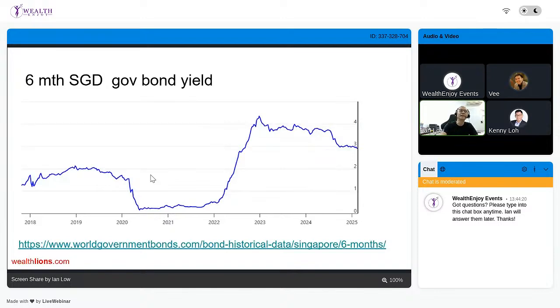This is the 6 months SGD government bond yield. I actually follow this chart, and in fact, before I apply for any T bills, I will look at this chart and check the T bill rates, because T bills are auctioned. You need to apply.